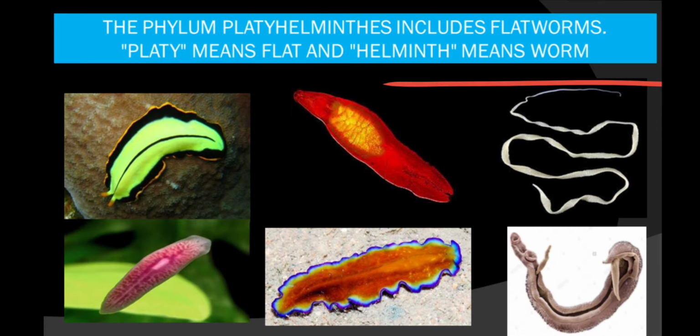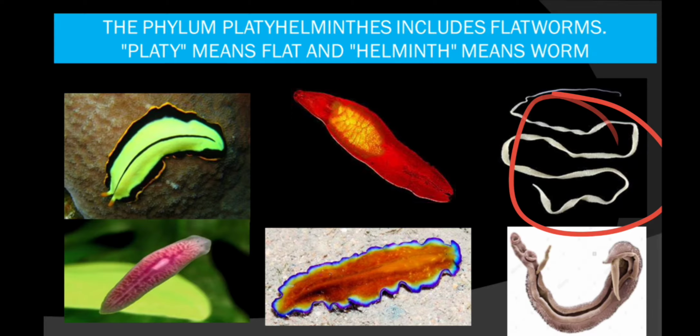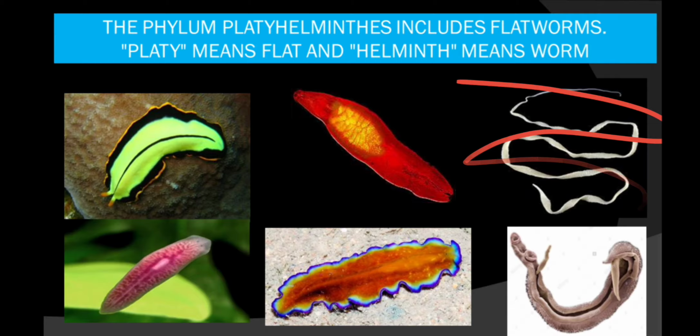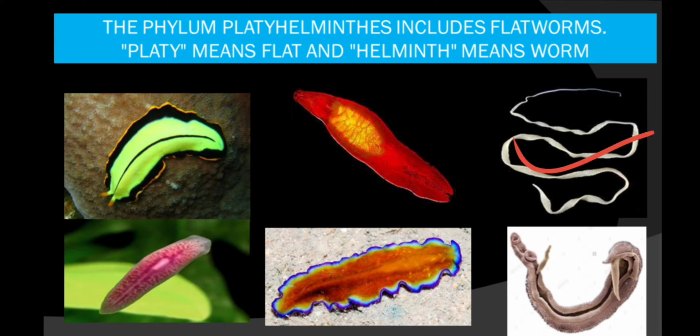Alright, now see this picture. It is looking like a tape, and you know what it is? It is Taenia solium, also known as tapeworm, and it causes a disease called taeniasis. This is very dangerous, and it has two hosts in its life cycle. One is the human and the other one is the pig.